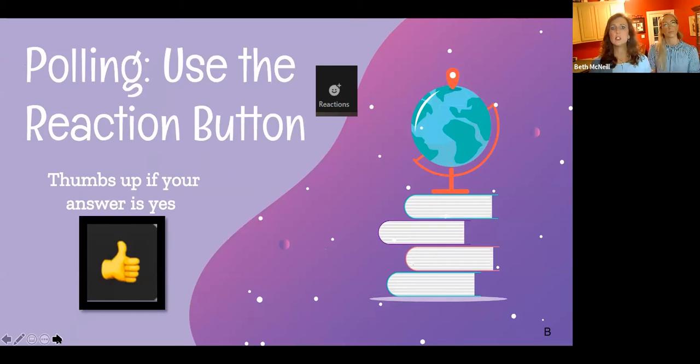So we're going to start, and I'm going to change the way that we poll, just because I want each of you to see where each other is. We're going to use the reaction buttons located on the bottom right-hand portion of your screen. You'll see the little smiley emoji. We're going to ask you some questions, and if your answer is yes, respond with the thumbs up. Just a thumbs up is all you need. If it's not yes, you can just not click anything.